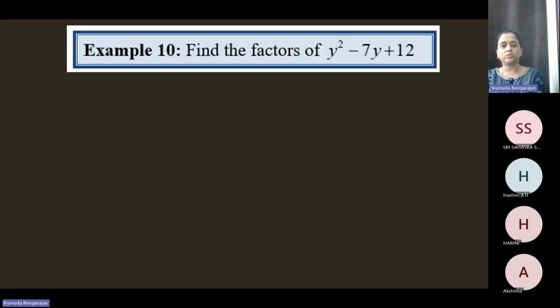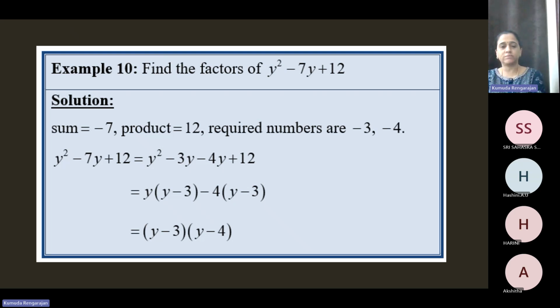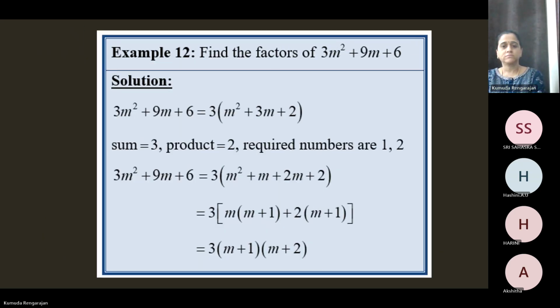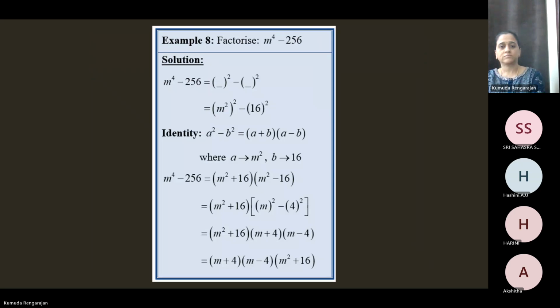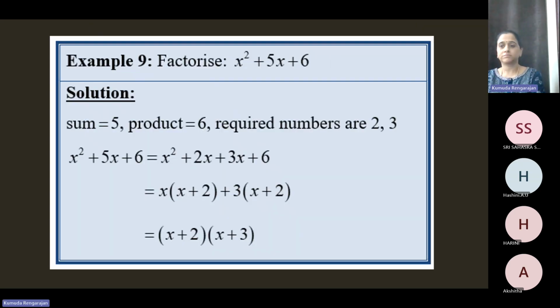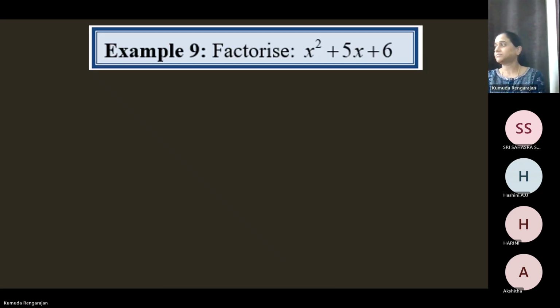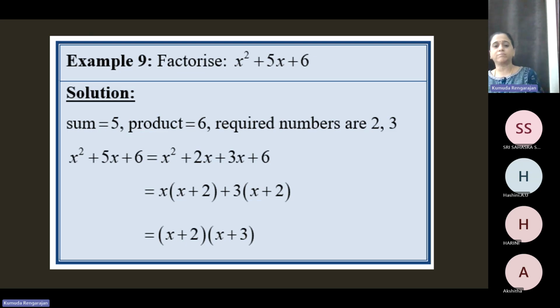Now from here you can do it by yourself, because all these are based on splitting the middle term. Sum is 5, product is 6.